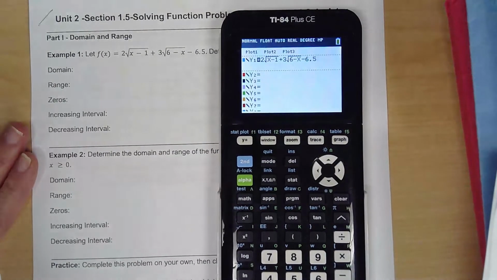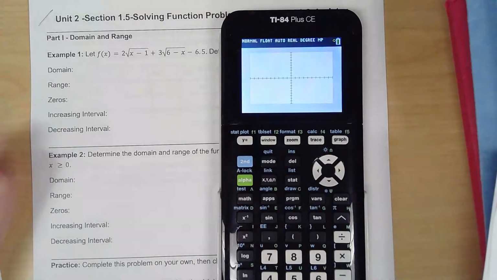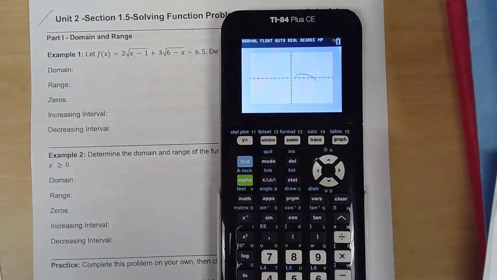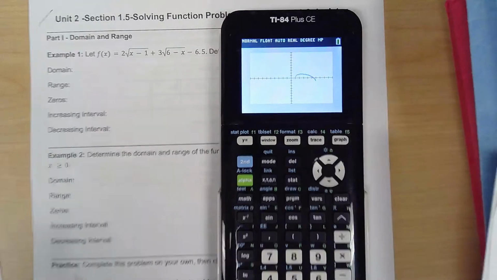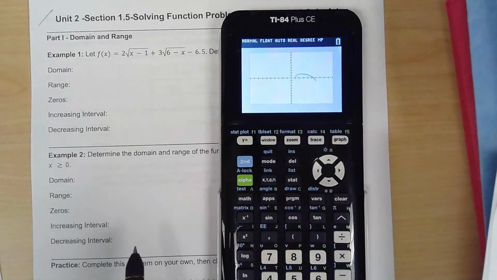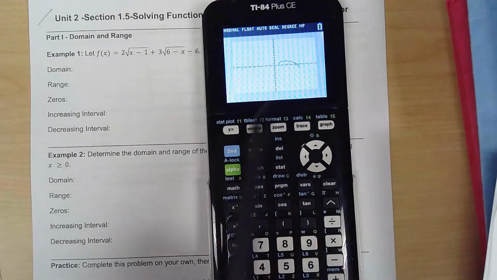We've got a lot of weird stuff going on in our graph. I'm going to hit zoom 6, which brings me to a standard window, and that actually doesn't look too bad for my graph. I can see my whole graph. I'm going to change my window so I can see it a little clearer, because there's a lot of empty space here that I don't need.